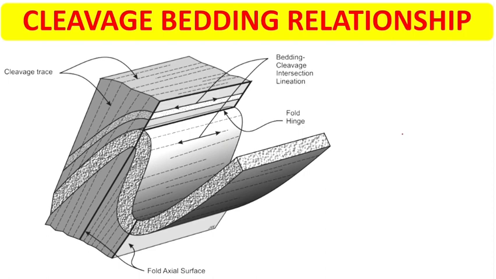So if we look at this 3D picture, this is our fold. First I will tell the basics: what is cleavage and what is axial plane, so that we can understand the cases that arise between the cleavage and bearing. This is the axial plane of the fold, and these are the cleavage traces.